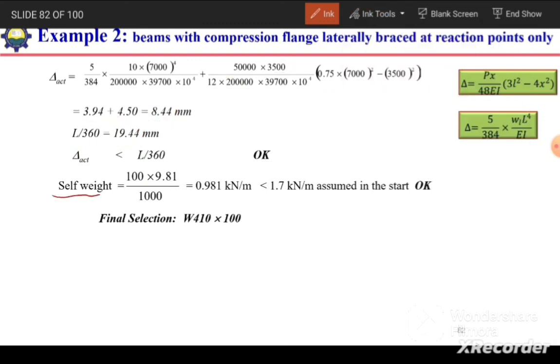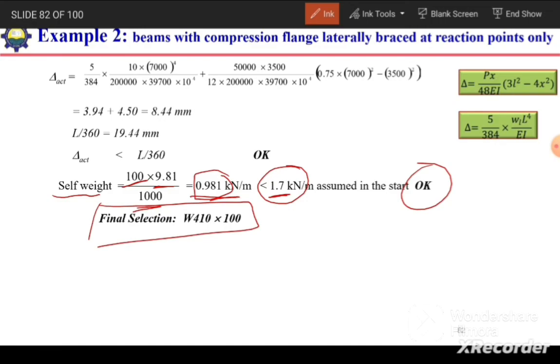After that, we need to check the self weight, that the actual self weight should be less than the assumed self weight, or it should be less than 1.2 times the assumed self weight. The actual self weight is 100 kilogram per meter. To convert it into kilonewton, we need to multiply it with 9.81 and divide by 1000. So it comes out to be 0.981 kilonewton per meter, and it is less than 1.7 kilonewton, which is the assumed self weight. So it means the self weight check is also okay. Otherwise, if this is more than this value 1.79, we need to redesign the section based on the new assumed load. So our final selection will be 410 by 100.